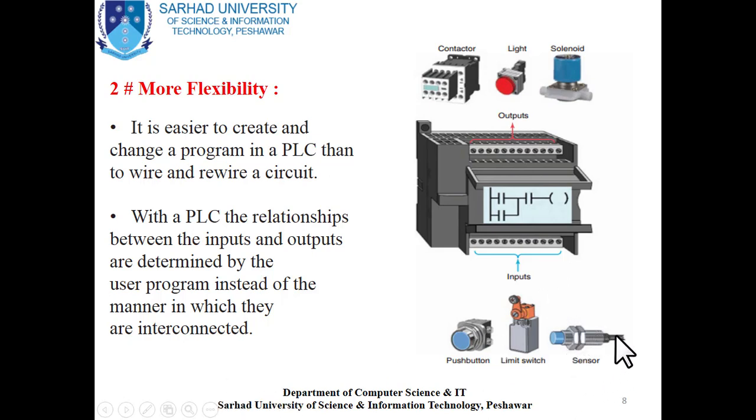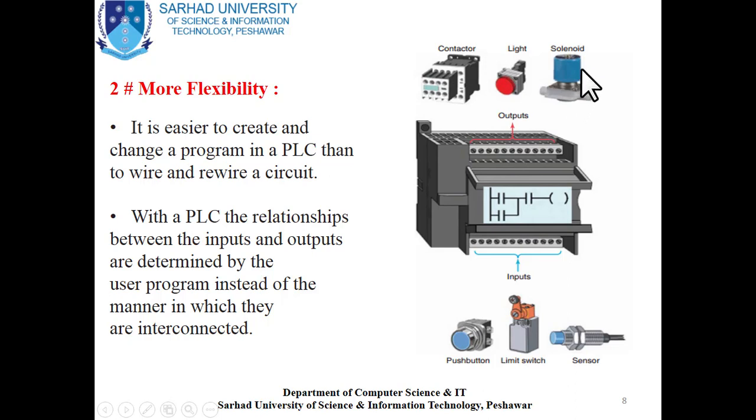And here you can see the pictorial diagram of a sensor. This sensor may be an inductive sensor, or a capacitive sensor, or a magnetic sensor. It depends upon the application. So it means that we can connect different inputs to the input of a PLC. And here you can see the output devices.